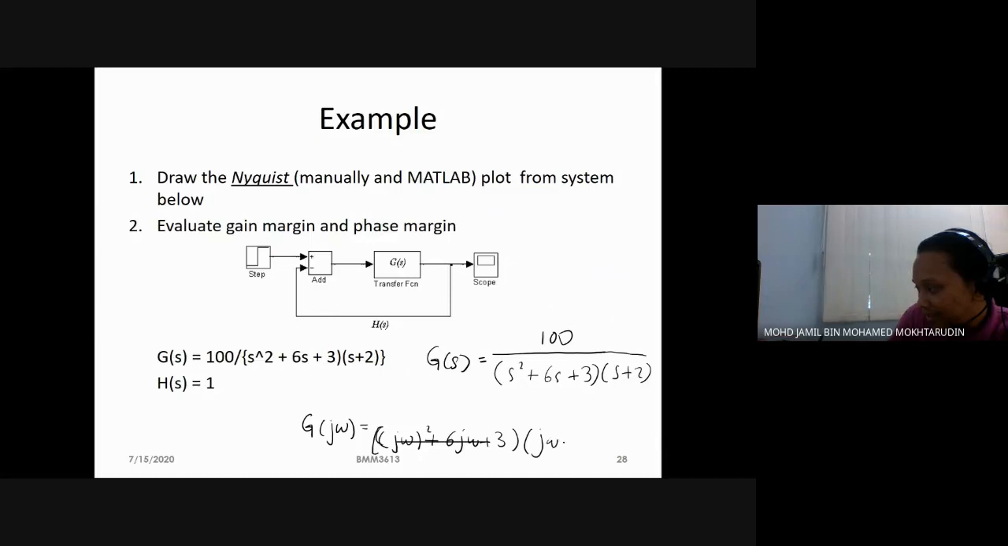Oh, what is this? Whatever. Okay, the important thing is you need to convert s equals j omega.